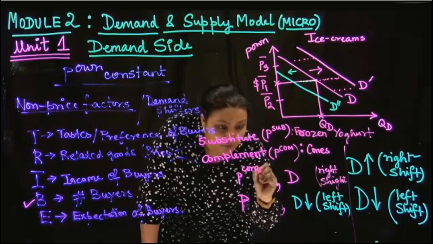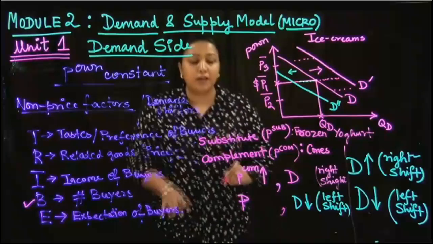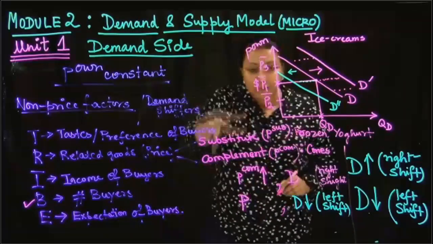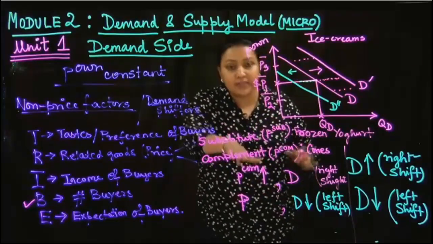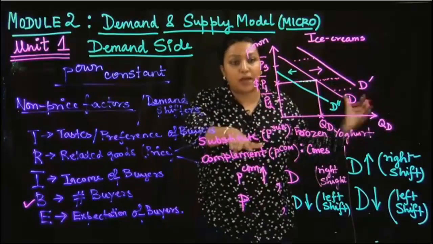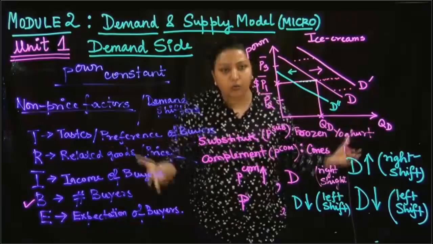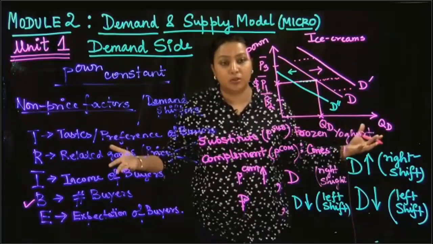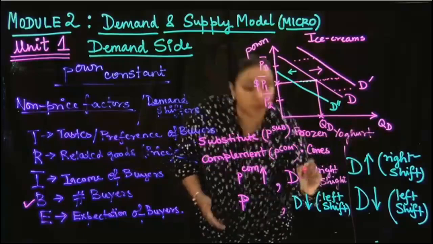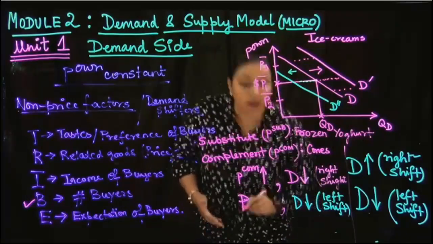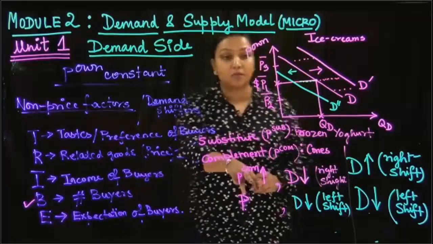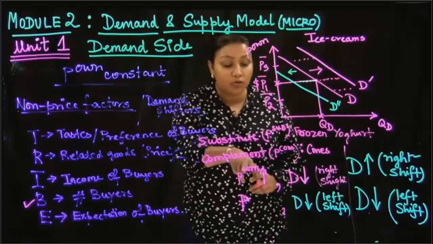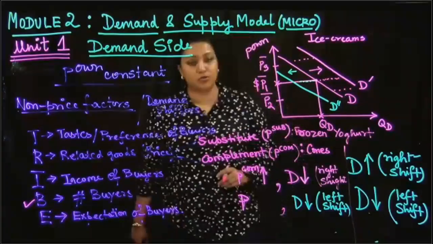So if the price of a complement goes up, if the price of the cones goes up, then people do not like to buy the cones because that is expensive, and since they consume the ice cream and cones together, they also do not like to buy the ice creams. Please note, nothing has happened to the price of ice cream, but just because the jointly consumed good has become expensive, they don't want to buy the cones, they also do not want to buy the ice cream.